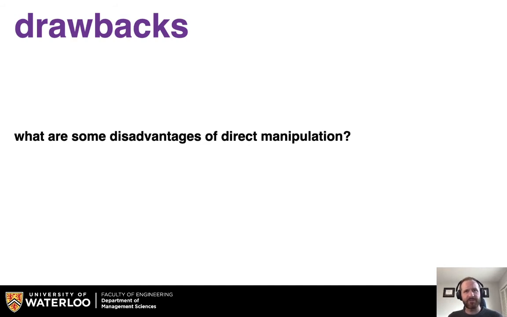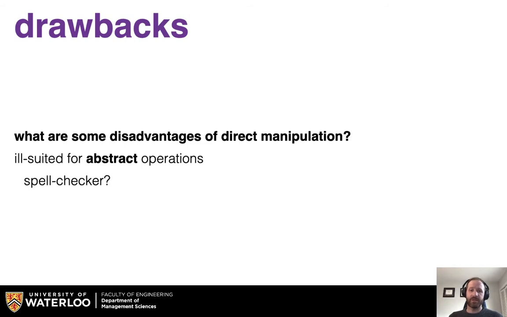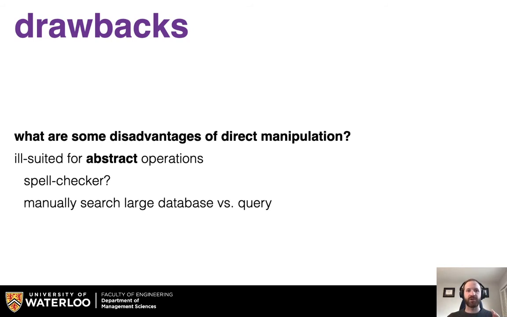What are some of the disadvantages of direct manipulation? Well, it's ill-suited for abstract operations. A spell checker, there's no physical spell checker unless you imagine some sort of writing assistant that's going to edit your copy. Manually searching a large database is really, really difficult, but writing a query for a structured database is a little bit more simple, right? You know how to have things like wildcards, you know how to have matching different types of patterns, and being able to write that or articulate that in a language or a code makes it a lot more clear.